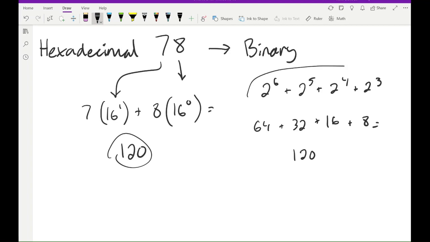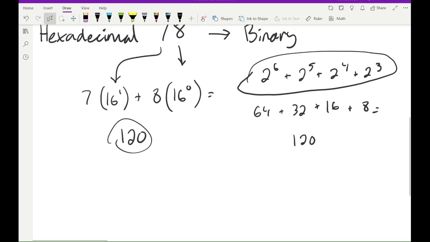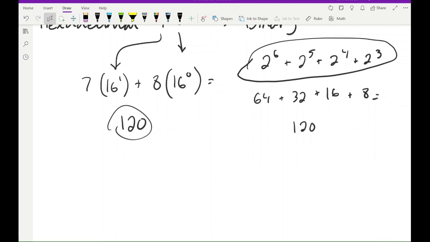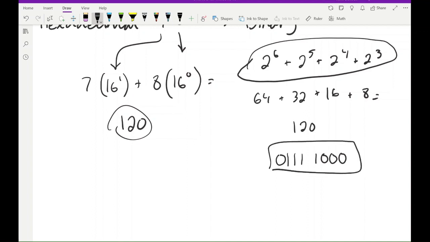So now we have our 2 to the power of n bases, and we can write our binary code. So we start out at 2 to the power of 0. We have none of those. 2 to the power of 1, 2 to the power of 2, and then 2 to the power of 3, we have 1. 2 to the power of 4, we have 1. 2 to the power of 5, 6, and then 7, we have none. And that is our binary code.